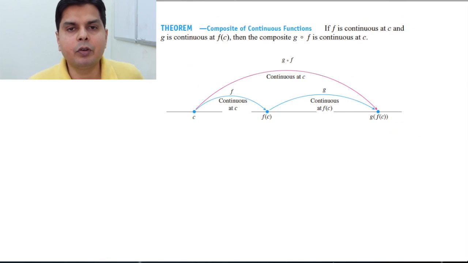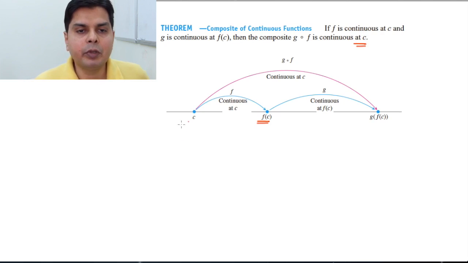There is another property of continuous functions, called the composite of continuous functions. Suppose f is continuous at c. So by mapping of this point c, I will reach f(c). Now there is another function g which is continuous at f(c). For this function g, the domain is the range of f, then only you have composite functions. So effectively, the composite function g of f will be continuous at c.